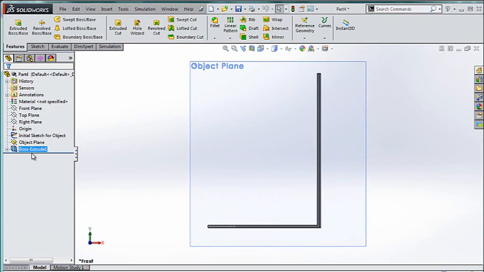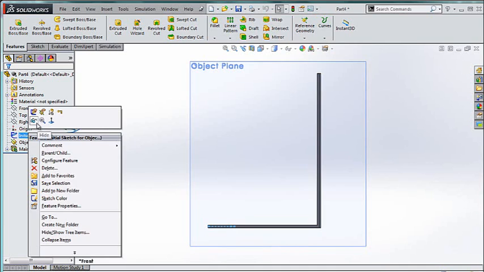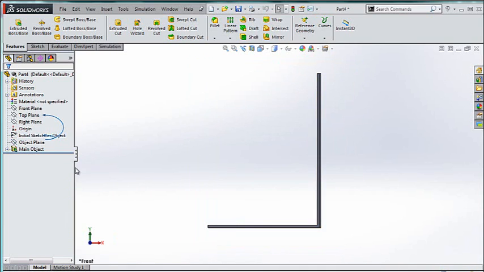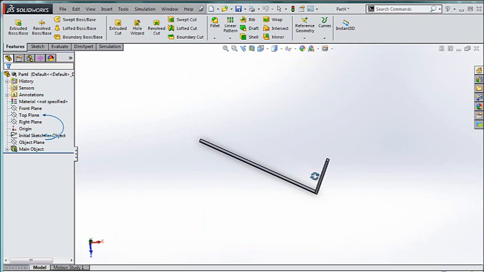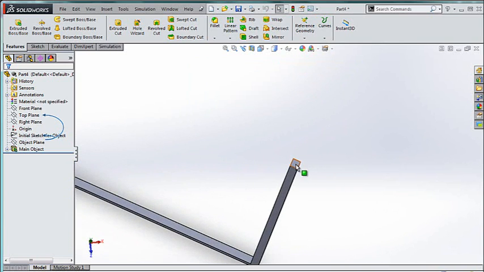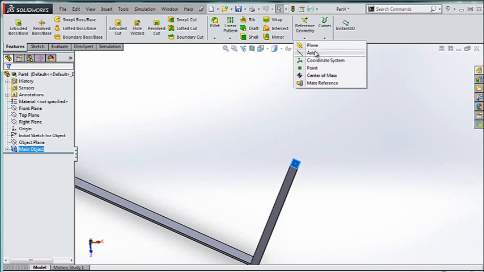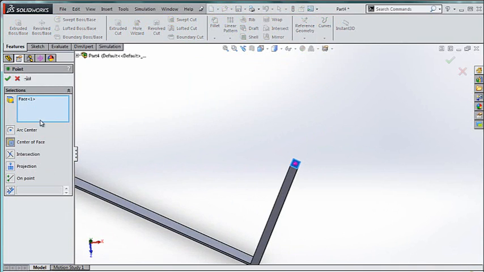A couple of other bits that we want to do. So first of all, we'll go ahead and name this our main object. And I don't need these things anymore, so I'm going to hide them just so they don't confuse me later. I'm going to come up here, pressing down the scroll wheel and moving. I'm going to click on this and I want to add some reference geometry of a point.